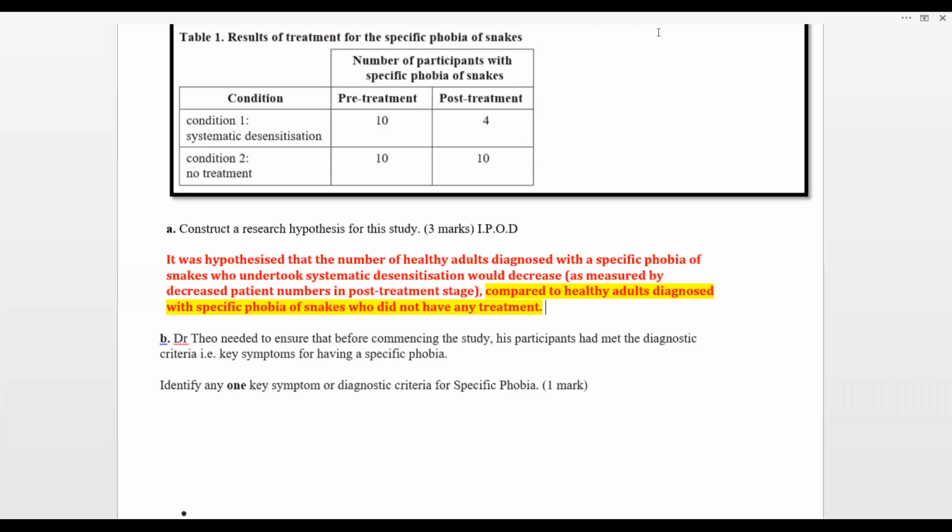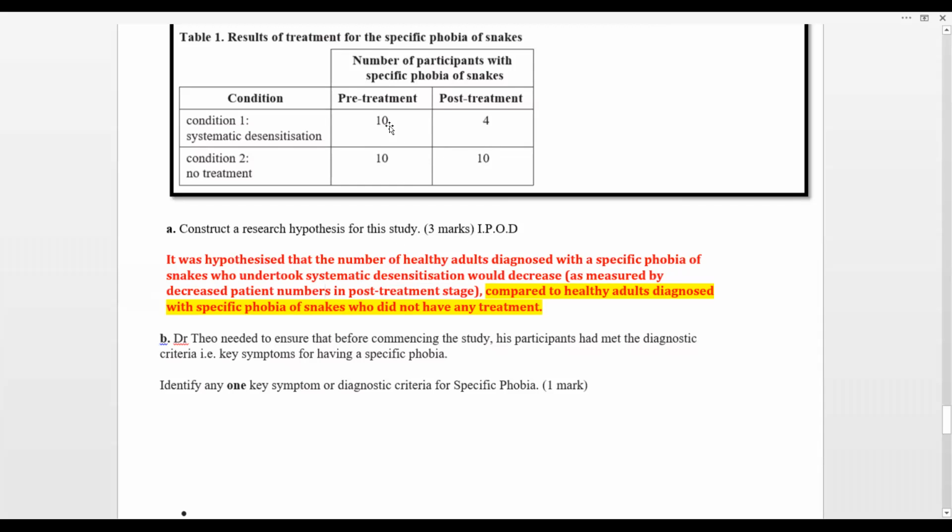Okay, so just looking at the population, which is healthy adults diagnosed with specific phobia. The systematic desensitization is our IV, and the DV is going to be the patient numbers in the post-treatment stage. We're hypothesizing or predicting that healthy adults who use systematic desensitization, their patient numbers are going to decrease. And that's what the results have kind of supported, okay? Sorry, proven is not a word I should ever use.